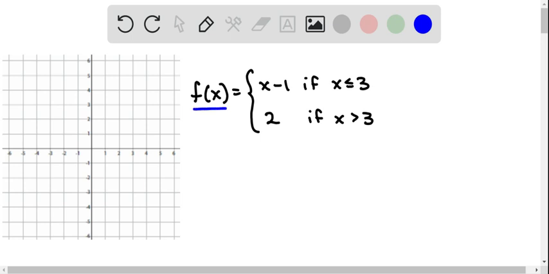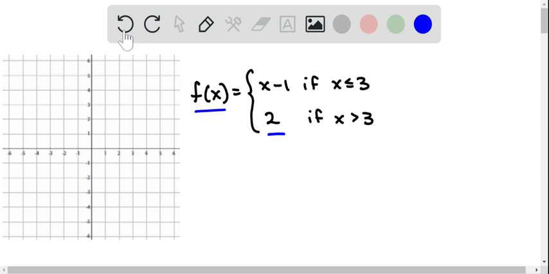So if you were graphing f of x equals x minus 1, it would look like a line with a slope of 1 and a y-intercept of negative 1. And if you were graphing f of x equals 2, it would look like a line. It would be a horizontal line at a height of 2.